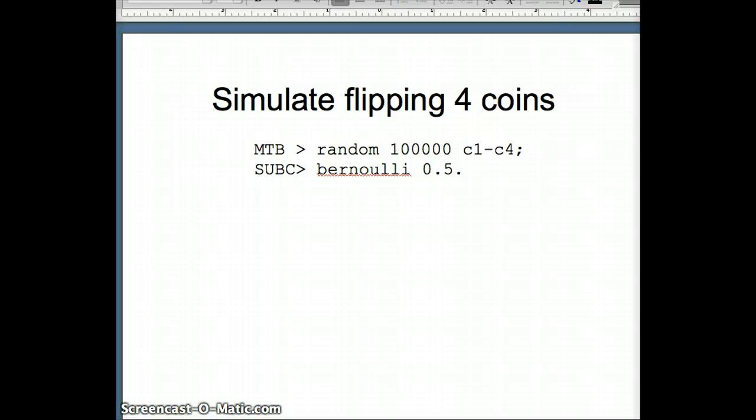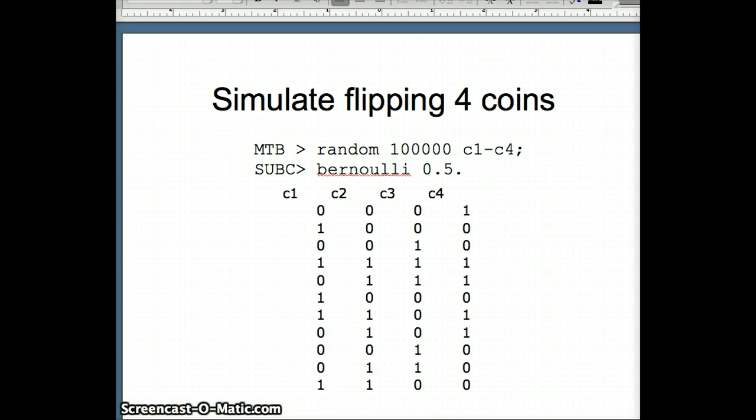Well, we can certainly use the computer to help us identify these sorts of probabilities. So we're going to use MINITAB to simulate flipping 4 coins. The commands here: random 100,000, pretty good number, C1 through C4. And then we're going to say Bernoulli 0.5 period. Always end your subcommands with a period. And what does Bernoulli do? Bernoulli either puts zeros or ones in the columns. 50% of the time we get zeros, 50% of the time we get ones.